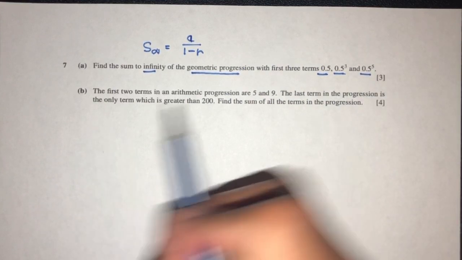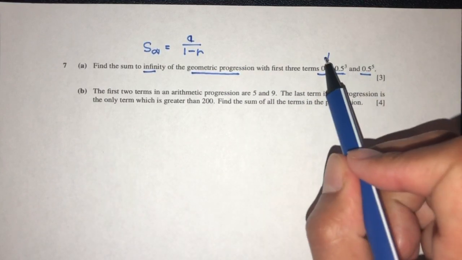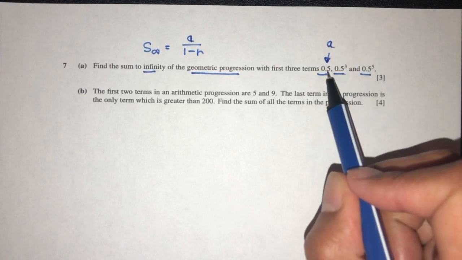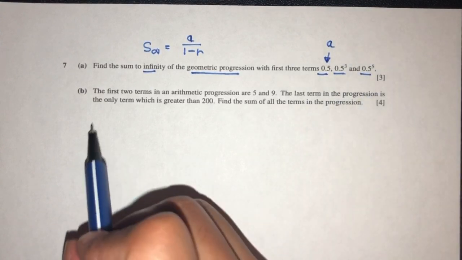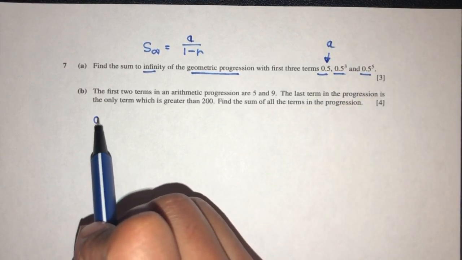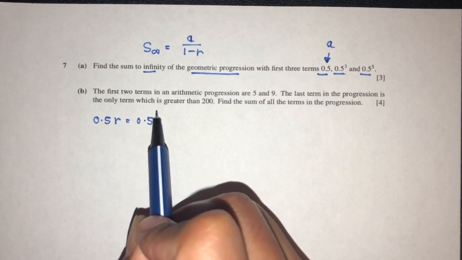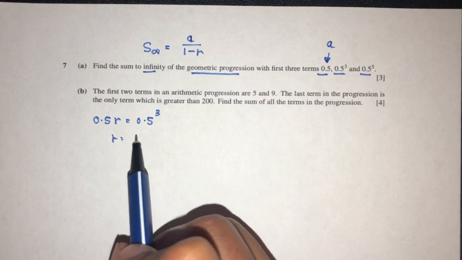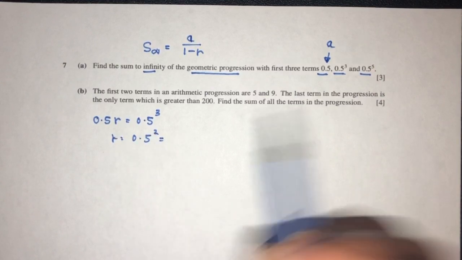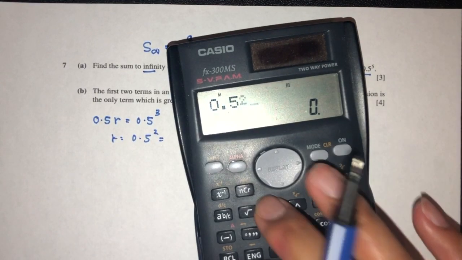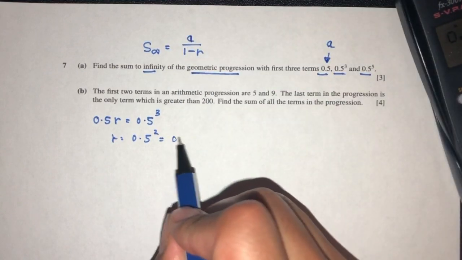So here we have the first term is equal to 0.5. First term is obviously a. And what is the common ratio? We understand that to find the common ratio, we take what? The first term multiplied by r will give you the second term, which means r has to be 0.5 squared. 0.5 squared is 0.25. So the value of r is 0.25.